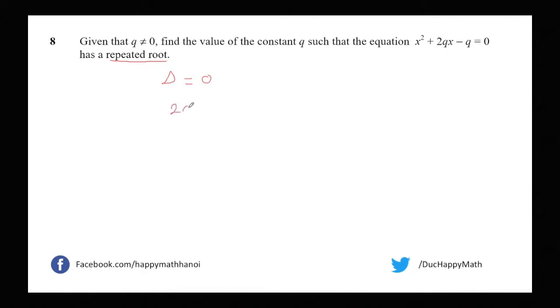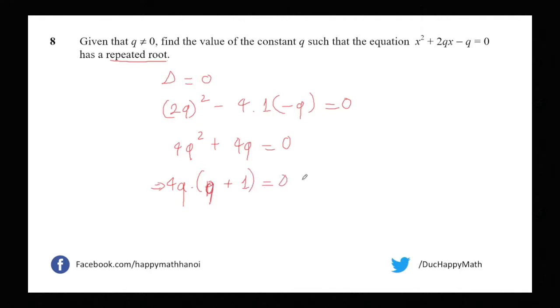So b squared is 2q squared minus 4ac, and 4q here, plus 4q will be equal to 0. We take the q and 4 outside, so inside the bracket we get q plus 1. Sorry, it is q plus 1 equal to 0. And we have two cases. First one, q equal to 0, and second, q plus 1 equal to 0. Q equal to minus 1. Okay.